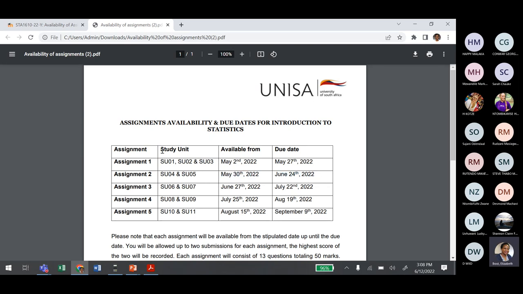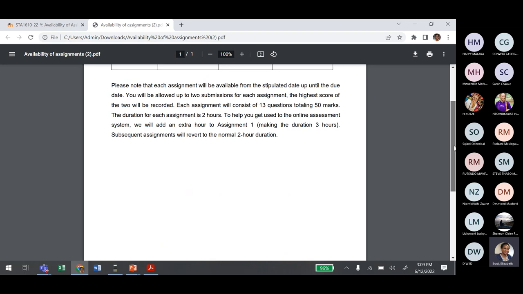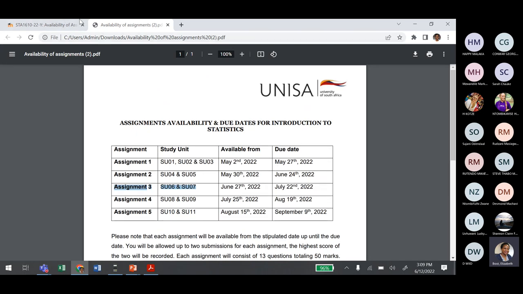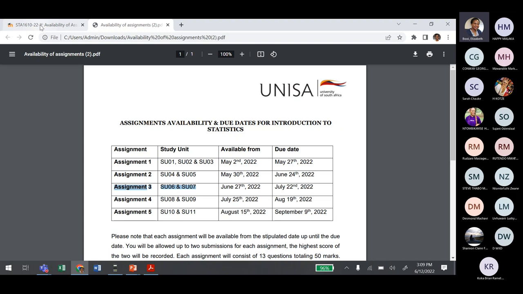But what is important is what assignment number relates to what study unit. You can see that assignment 2 relates to study unit 4 and 5. Assignment 3, which will be coming soon, will be open for July. It will be study unit 6 and 7, and so on. The dates will change. I will need to check with your lecturer again to update the document so that you can have the correct date.